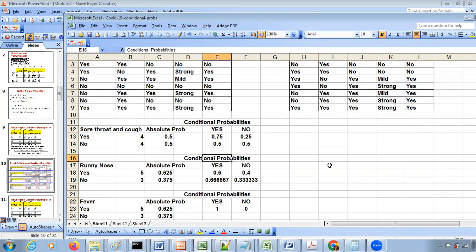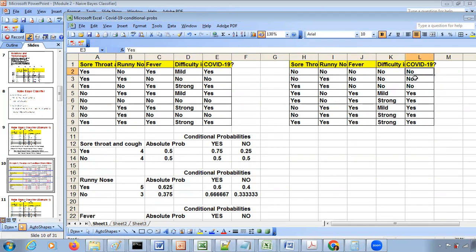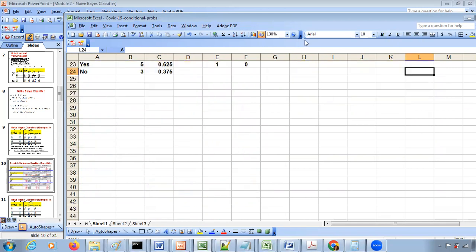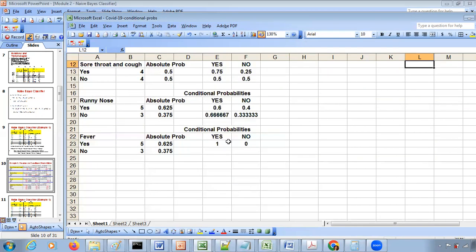Now, out of the 3 records that have no for fever, we have also a no for COVID-19. So that means 3 of the 3 have a no, and 0 of the 3 have an S.